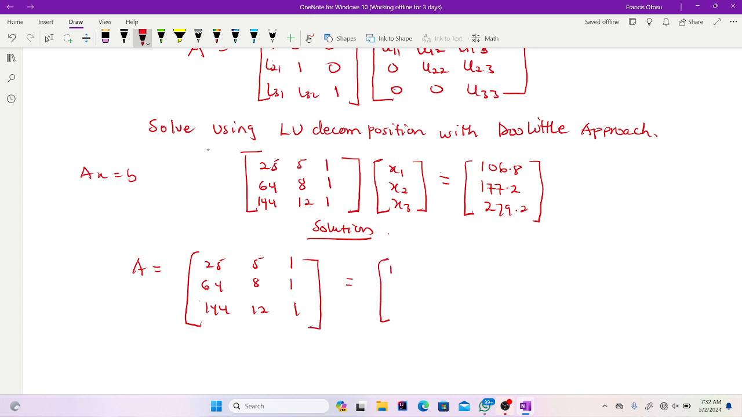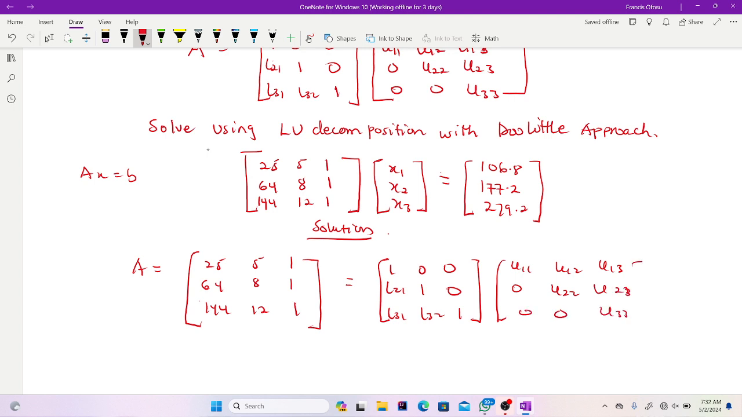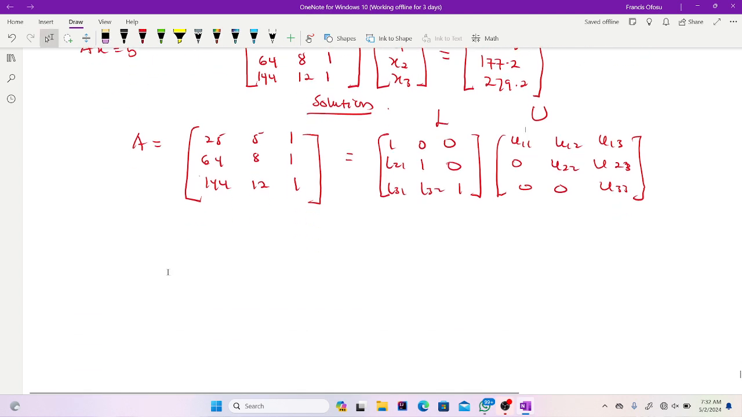We write our L as 1, 0, 0, L21, 1, 0, L31, L32, 1, multiplying our U11, U12, U13, 0, U22, U23, 0, 0, U33. So we have to convert our A into LU form. This is the L and this is the U. So that's the goal right now. This is just the Doolittle mechanism.